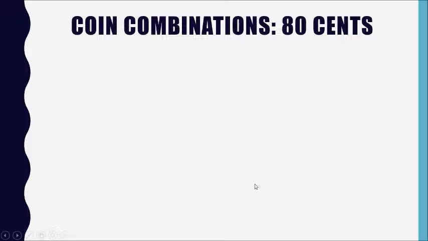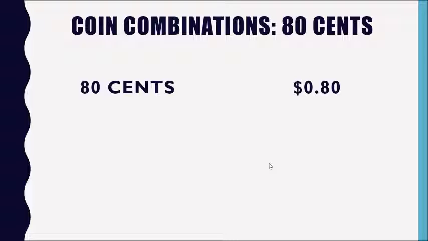So let's do a coin combination for 80 cents. 80 cents can also be said as $0.80. Keep in mind that it is very important at this grade level that you learn how to identify the coin amount in both ways. Now I'm going to make 80 cents in this column, and then I'm going to make 80 cents in a different way in this column.